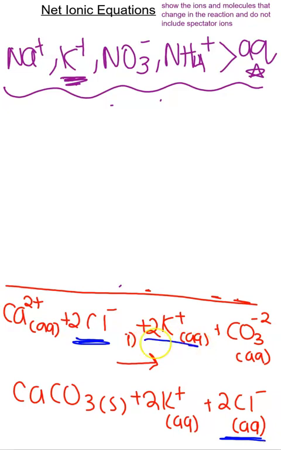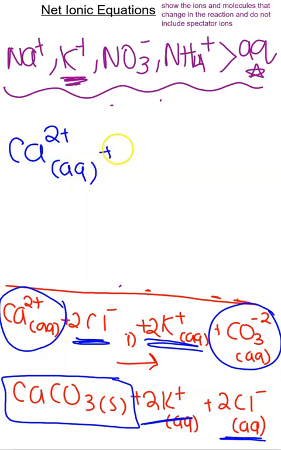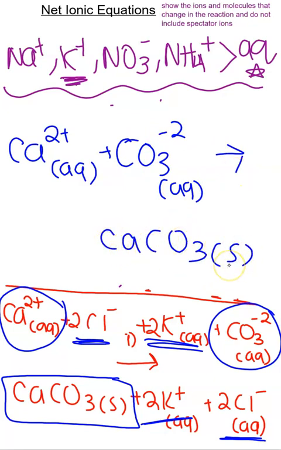The other ion would be potassium. It's aqueous on both sides. It's not included. So what we would include in the ionic equation would be calcium, the carbonate, and my solid. And so to write it, it would just be calcium 2 plus aqueous plus the carbonate ion, aqueous, makes CaCO3 solid. And that would be my net ionic equation.